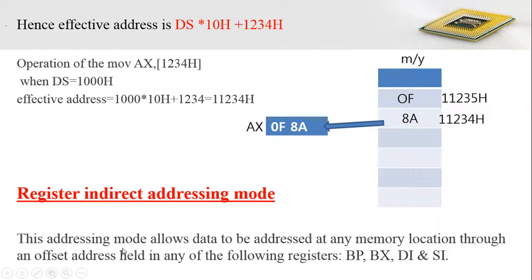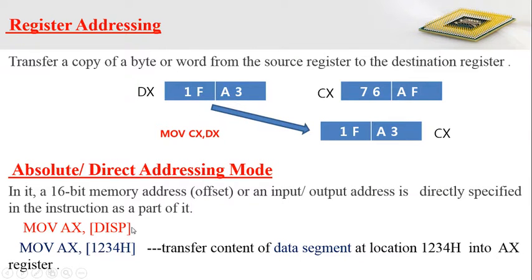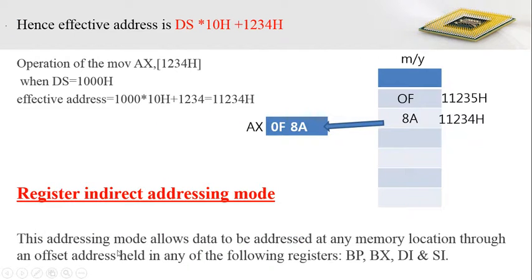Okay. So how can we calculate the exact physical address for such an instruction? Once more, what is the meaning of this? We need to transfer a content from the data segment which is present at a particular displacement or offset position. Inside that data segment, the displacement value is 1234H, which is available in the instruction.